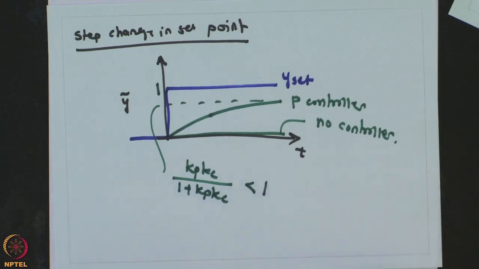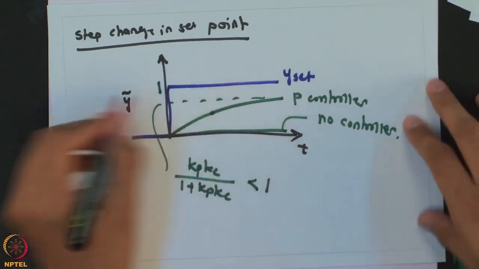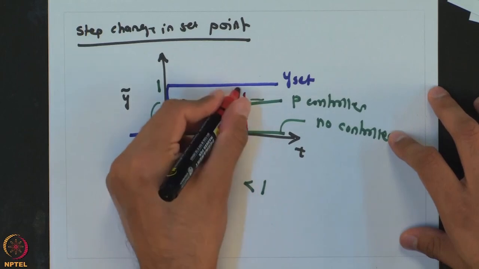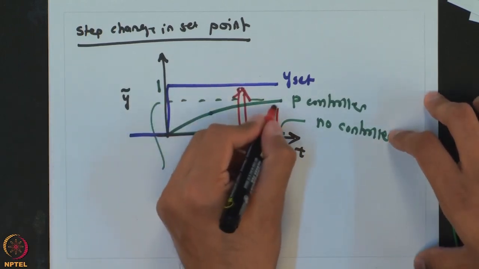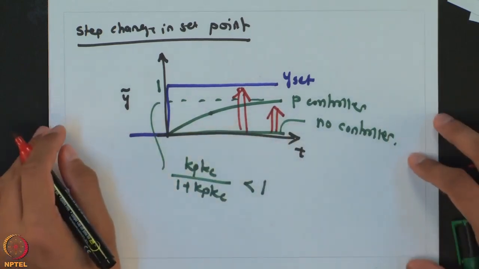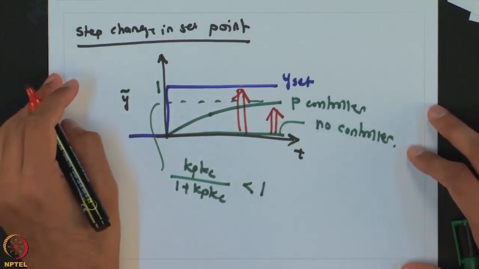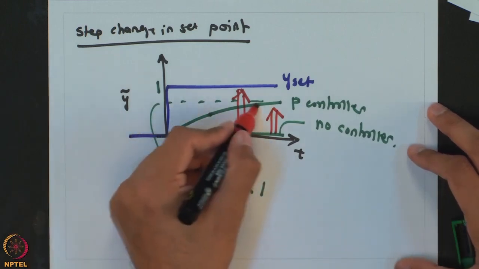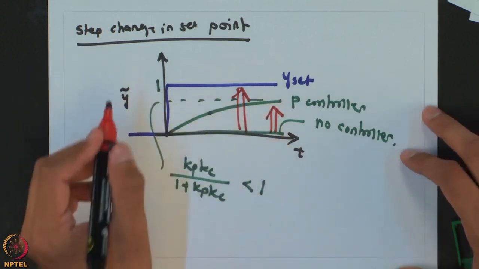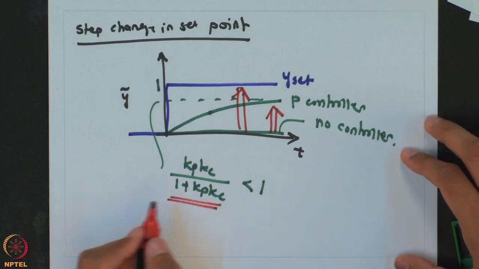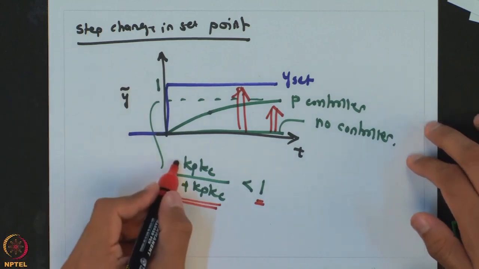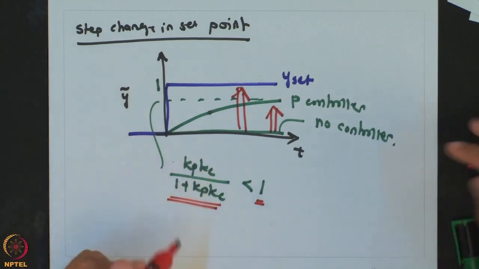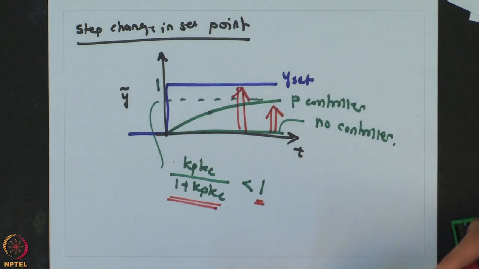So what we are seeing is the proportional controller was supposed to move this original response up to here. The proportional controller is coming short of its requirement again, even in the case of servo problem. So it is moving the process towards the set point, but not exactly. And what you see is that it fails to reach the final value of 1 because the step change was unity. And what you are getting is the final value of Kp Kc over 1 plus Kp Kc.